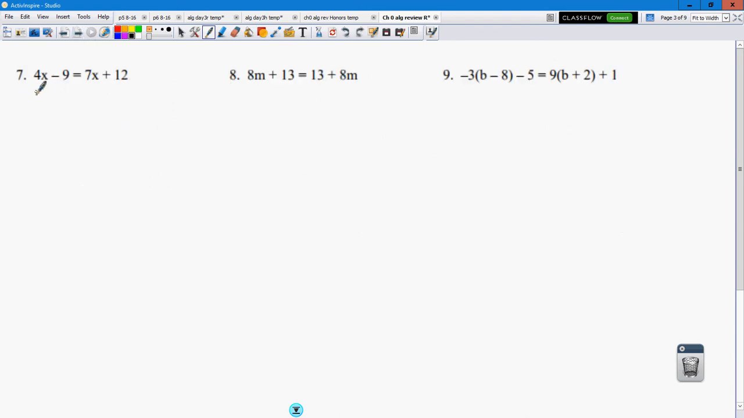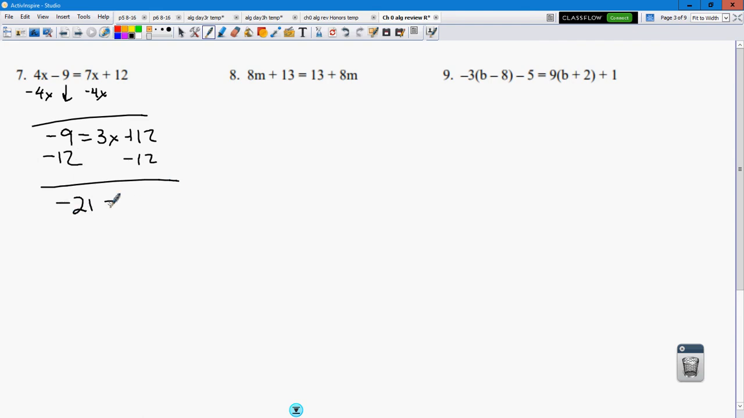I want to move x to where x is the biggest if I can. So I'm going to subtract 4x from both sides. Make sure that you bring this negative down with this 9. 7 minus 4x is 3x plus 12. Subtracting 12 from both sides, I now have a negative 21 is equal to 3x. So when I divide both sides by 3, I get x is equal to a negative 7.